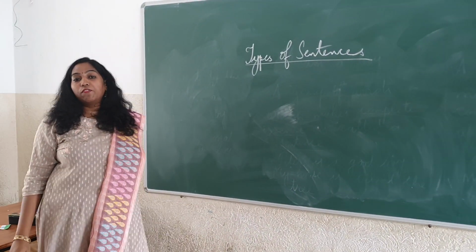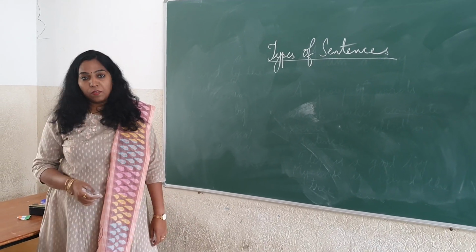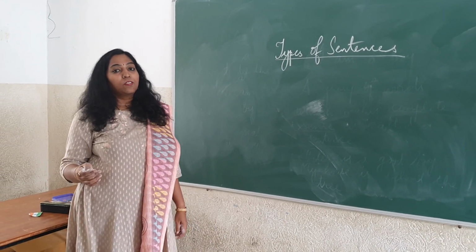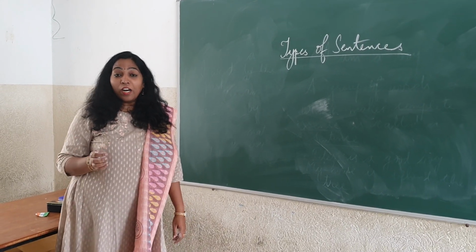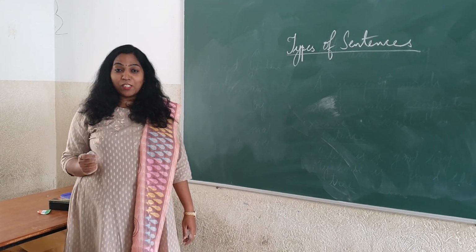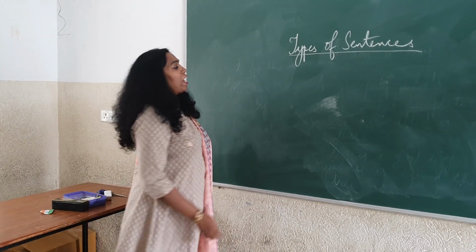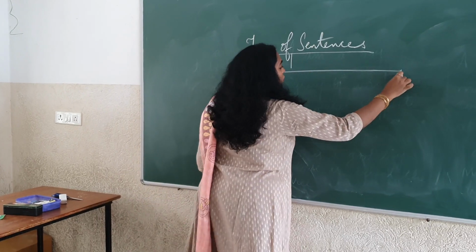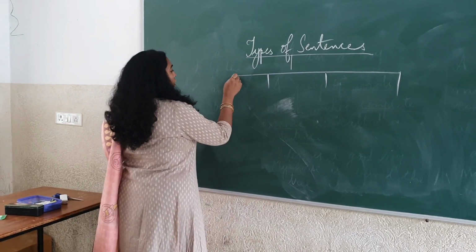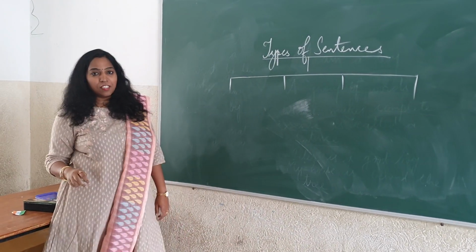Children, can you tell me how many types of sentences we have? Yeah, I can hear you. Some of you are saying 2. I can hear somebody saying 3. What, 8? I can hear somebody saying 8 also. Okay. We have 4 different types of sentences. How many children? 4 different types of sentences.